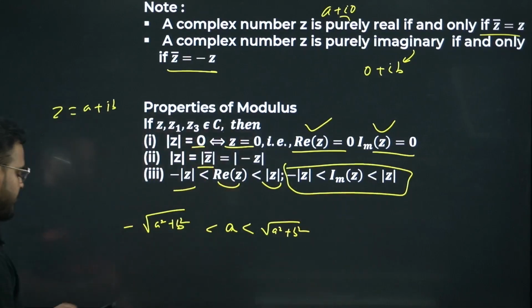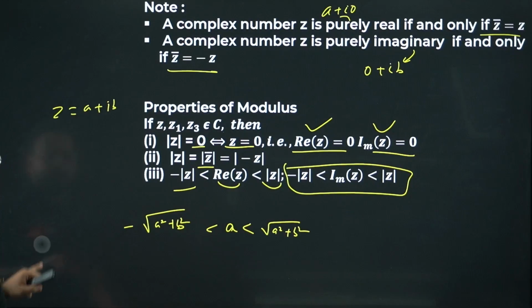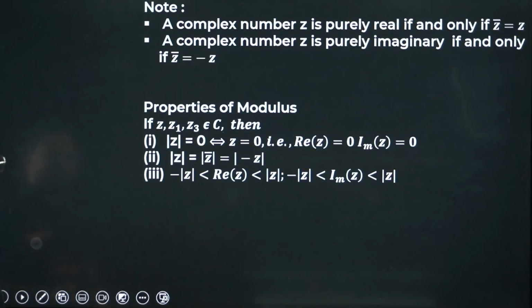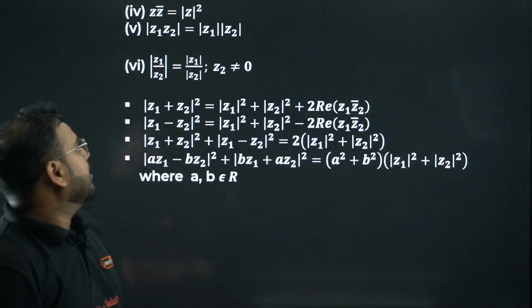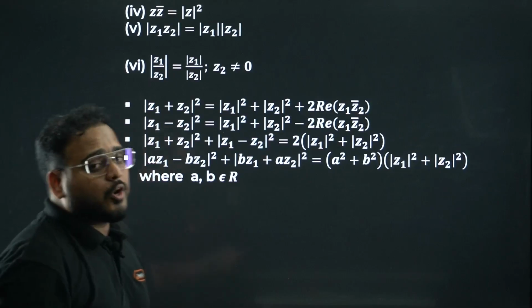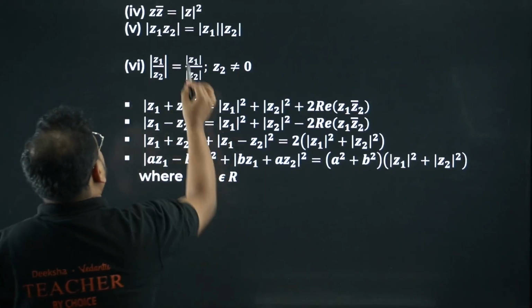Check. Moving on, some properties to remember. I'll just remove this because the same thing is written over there, so no need to write it again. Let's move on. Some more properties. z into z conjugate is given as mod of z the whole square.